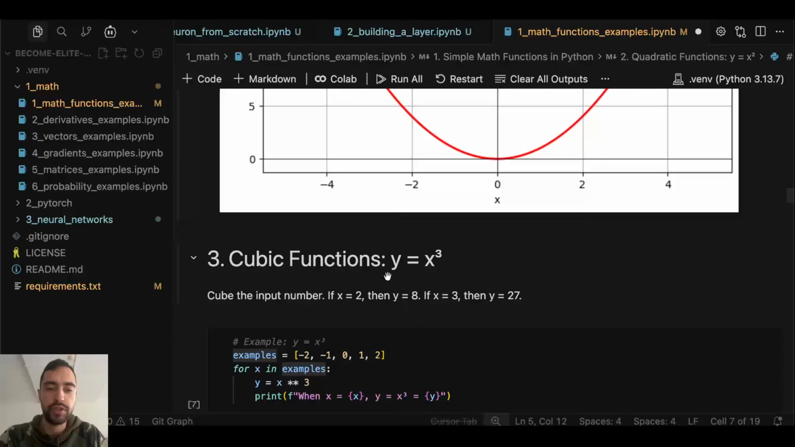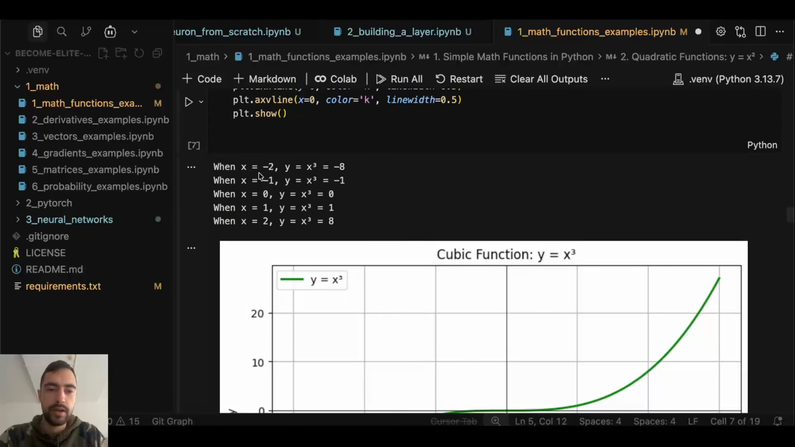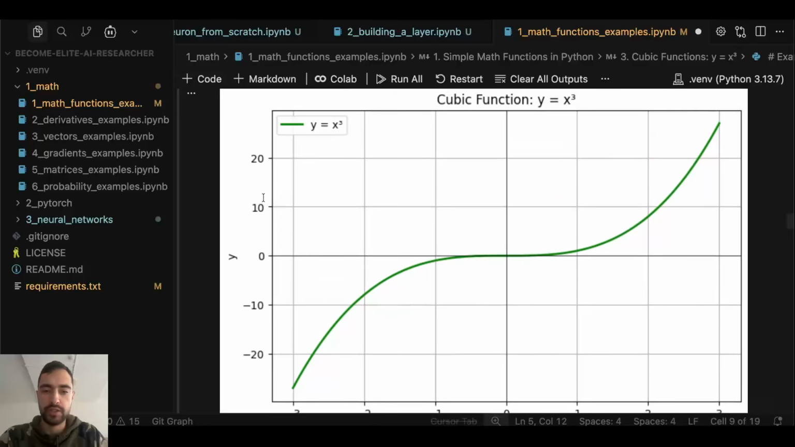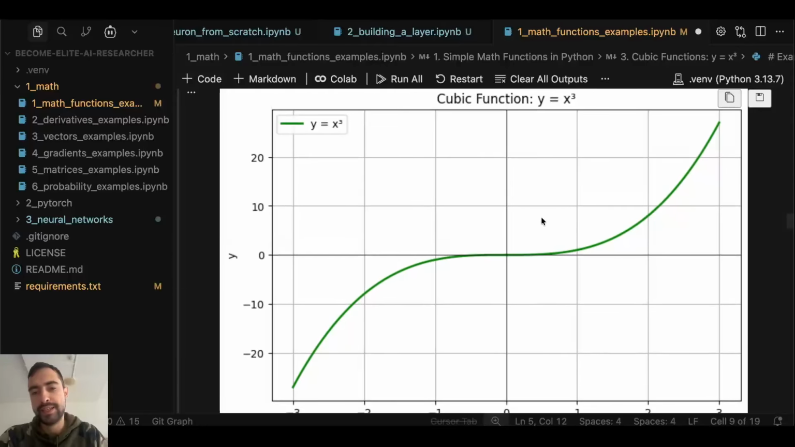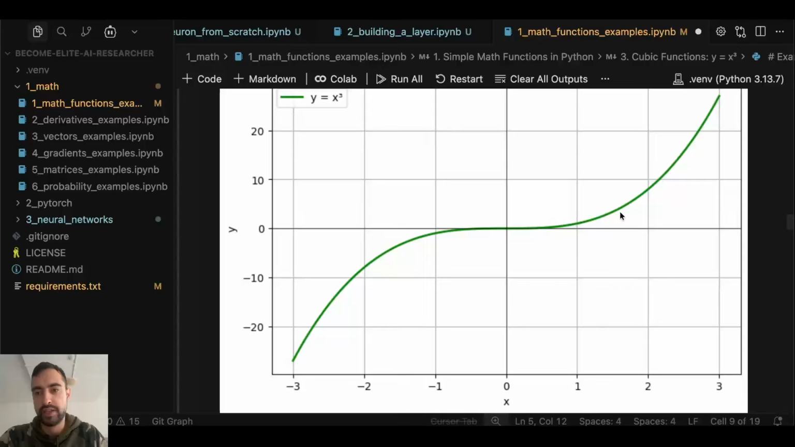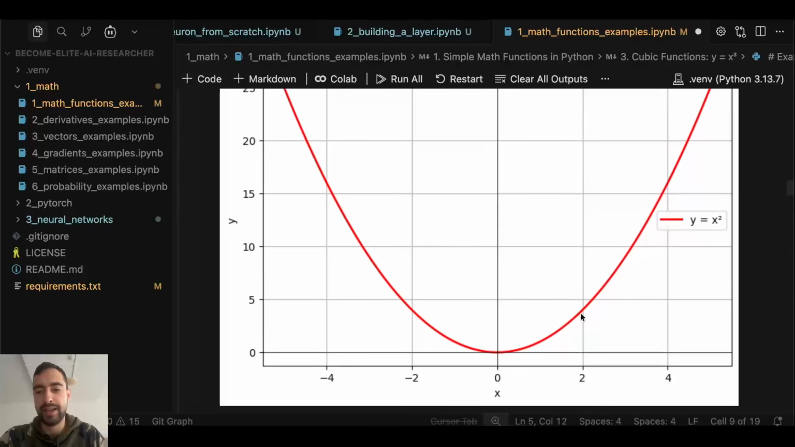But that's not true for the cubic function, where a negative number cubed will give you a negative number. So this is what the cubic function looks like, and it grows even faster than the square function. Here at 3 we are already at 27 on y, and 3 was just 9 in the square here.